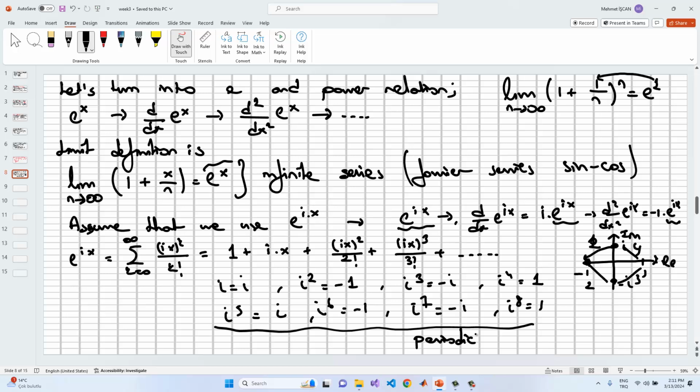But just see that if we increase the root number or the power, we always have a periodicity from the what? The real to imaginary, imaginary to real, real to imaginary, imaginary to real. Okay? And so this is a cyclic operation. See? And so how can we utilize this information?